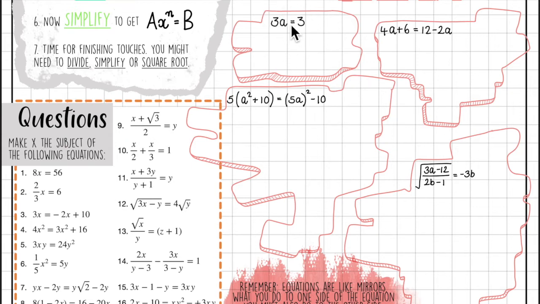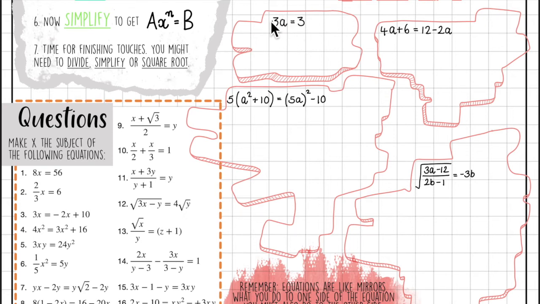Right, let's look at the first example. So we have 3a equals 3. If we look at our steps over here, we can see that we're actually at step 6 already. We have an equation that's of the form ax^n equals b. So here, a is actually 3, x is a, n, we can't see it, but it's 1, it's hidden, and b is 3. So what does it say? For step 7, time for finishing touches, you might need to divide, simplify or square root. So it just seems that we need to divide here.